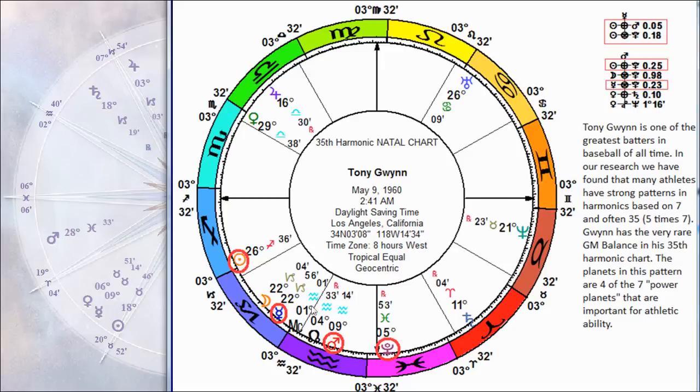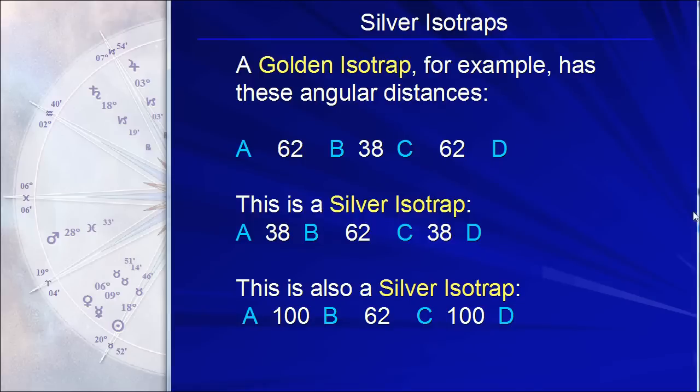So this, we believe, is one of the big reasons why Tony Gwynn was one of the greatest baseball players of all time. I know it sounds unbelievable. You know, it's unbelievable to people that don't believe in astrology, and to people that do believe in astrology, it still may sound unbelievable that there could be these intricate, beautiful tapestry of energies going on, but they do exist. So that is the Golden Isotrap, and this is an example of it in a harmonic chart.